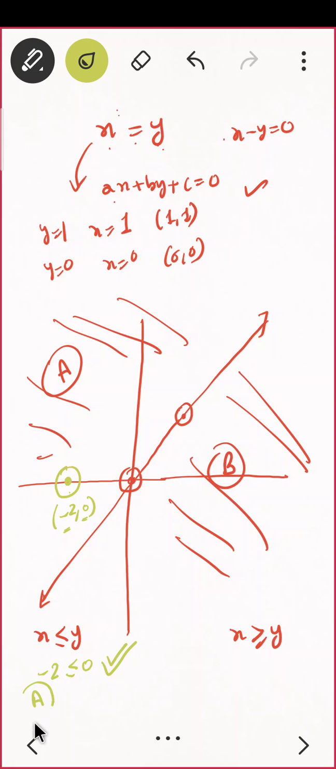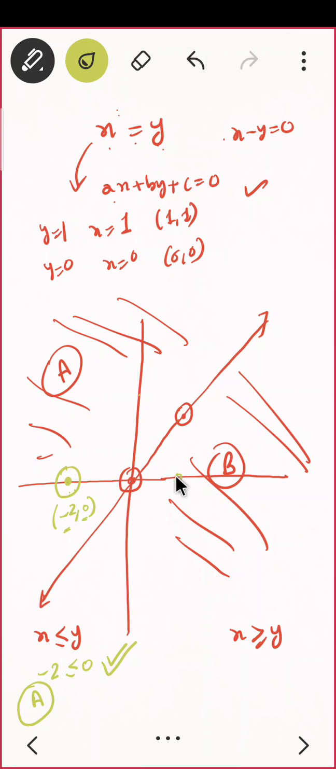Do you agree, everyone? What did I do? I wanted to decide which region is that, so I choose one point. You can choose some point here also and check whether it is satisfying or not. Now if this is my region, then what will come here? B will come now. You already know that. But if you want to still claim, you can choose one point here, or you can choose the same point and check that it is not satisfying, so it will be on the other side.